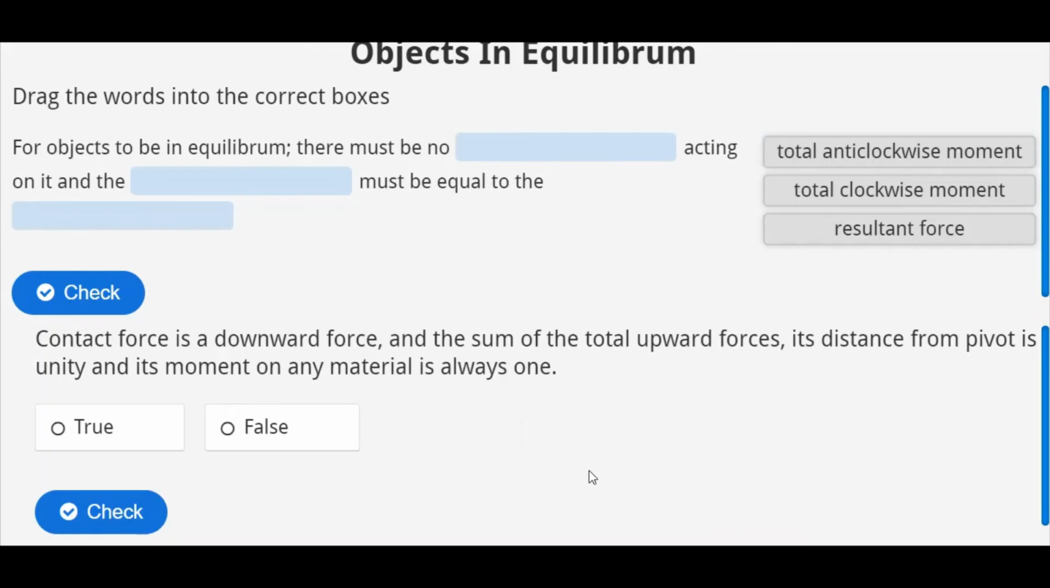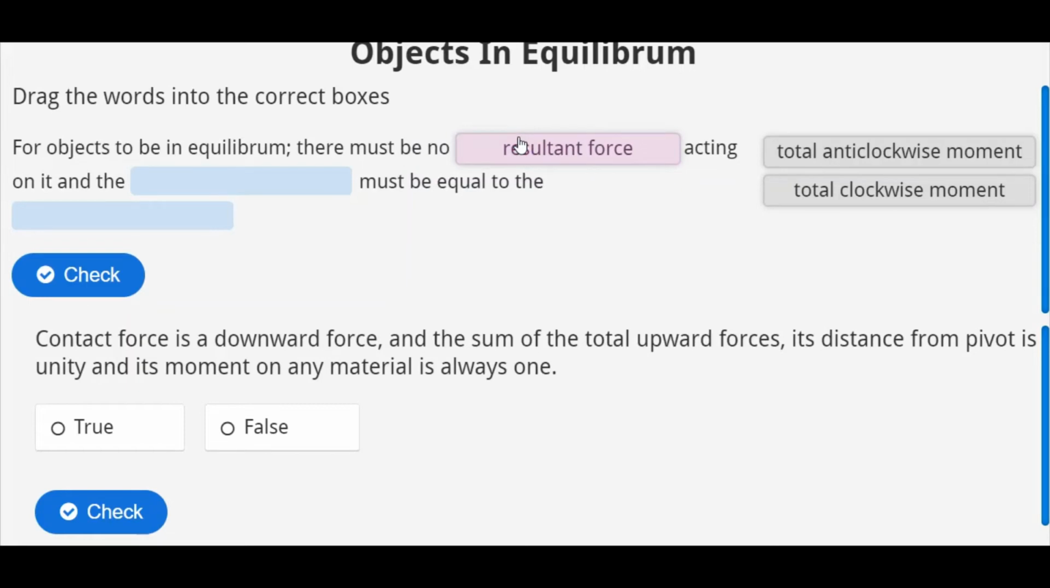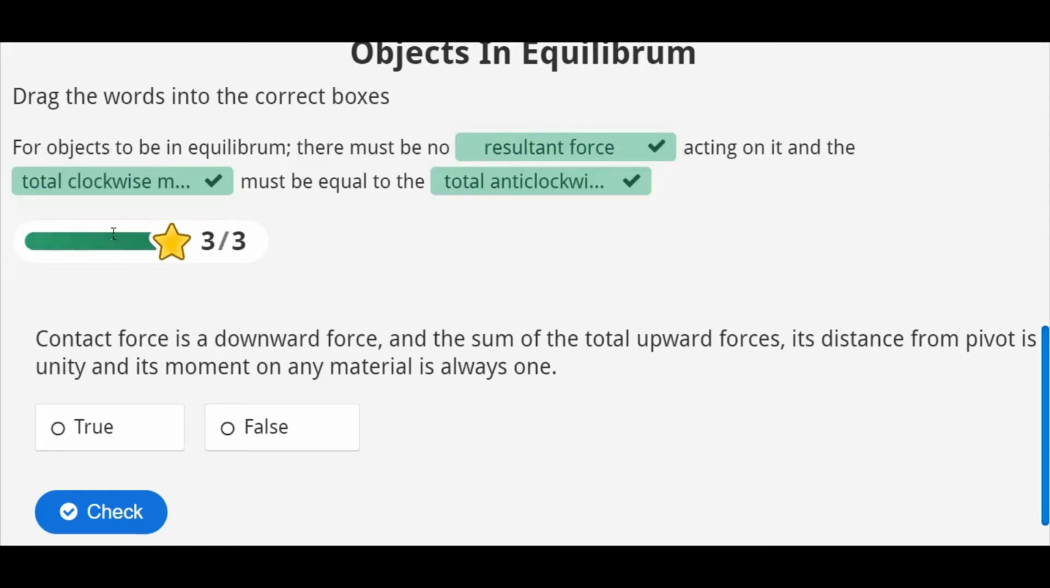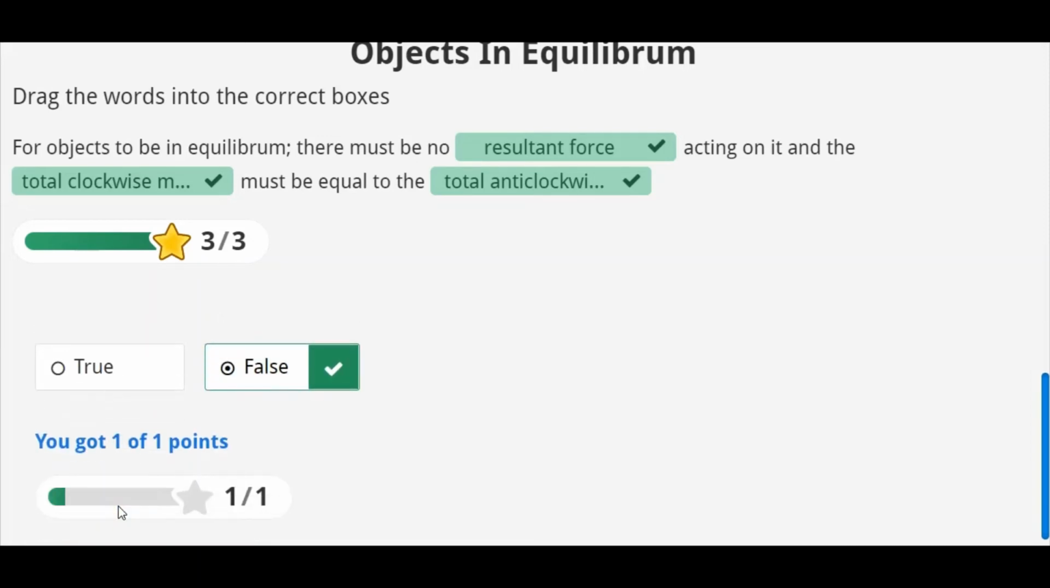Now, objects in equilibrium. Let's drag the words and see what we'll have. Then we'll check. For objects to be in equilibrium, there must be no resultant force acting on it. And the total clockwise moment must be equal to the total anti-clockwise moment. Can we check? We are good. Correct. Contact force is a downward force? No, contact force will always act upward. It is weight that acts downward. And the sum of the total upward forces is distance from pivot is unity, and its moment on any material is always 1. This statement is false. So let's check. Correct.